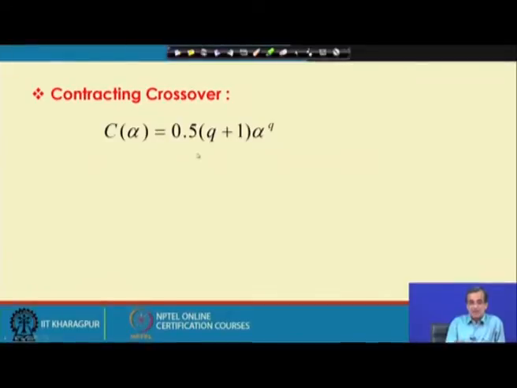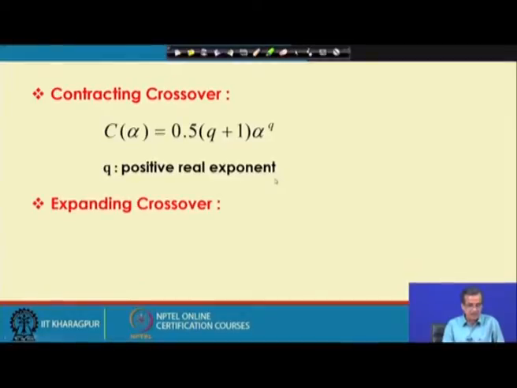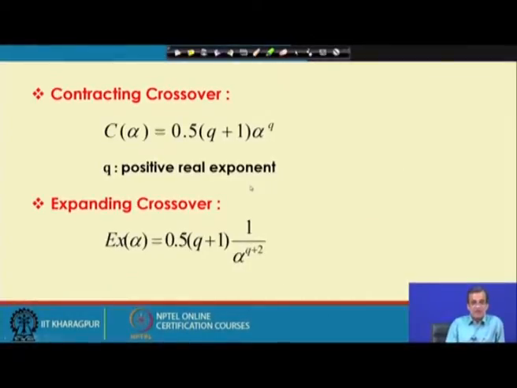Now, for different values of q, you will be getting different types of function distribution. This I am going to discuss in more detail. Now, here as I told, q is a positive real exponent. Now, for the expanding crossover we use E x alpha, which is nothing but 0.5 into q plus 1 multiplied by 1 divided by alpha raised to the power q plus 2. So, this is the mathematical expression for the expanding crossover.